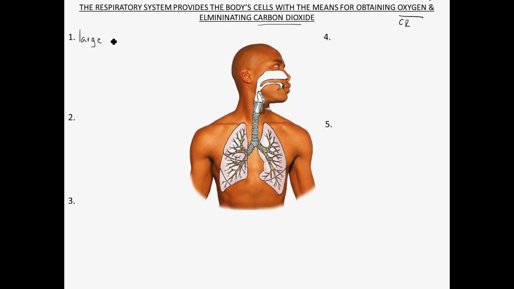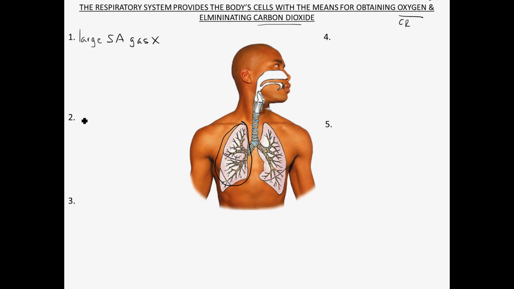So the functions of the respiratory system then, number one, providing a large surface area for this gas exchange. And that large surface area is, of course, here in the lungs. If we look at the microscopic anatomy of this, the surface area there is about the size of a tennis court. This is where that gas exchange is going to happen between the respiratory system and the cardiovascular system.